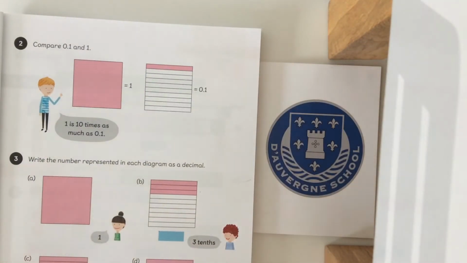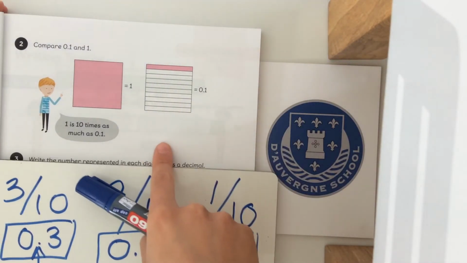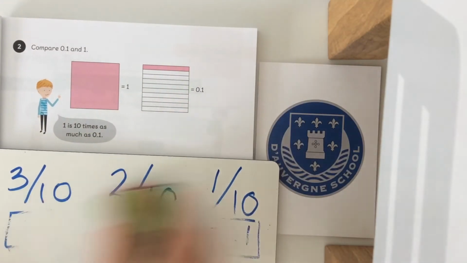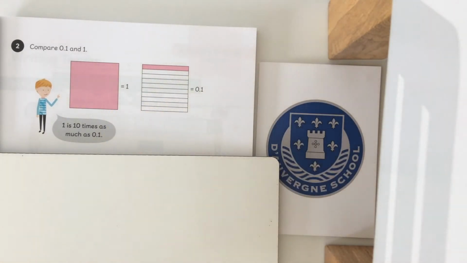Okay, right. I would like you to have a look at this task here. It says compare 0.1 and 1. Compare the two squares. Which is the larger number? Is it 1 or 0.1? And how do we know? Pause the video now whilst you give that a go.